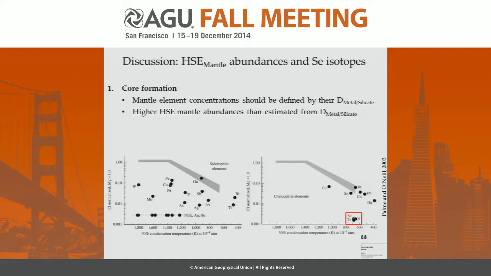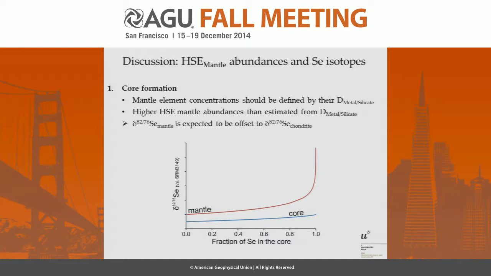However, if you look at selenium isotopes, you would expect, if we have a scavenging of selenium into the Earth's core, that we have an isotope fractionation at this process. We observe this for molybdenum or for silicon isotopes, for example. So there the core has a different isotope composition than the Earth's mantle. And so we would expect the same thing for selenium.